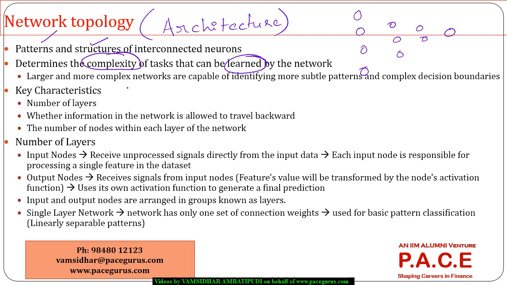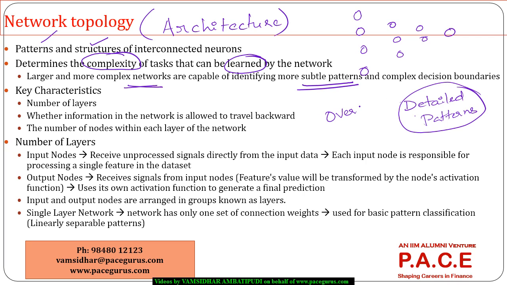If the network is very complex, there is an advantage and a disadvantage. One, it can do very good pattern recognition. It can identify the patterns much better. It can go with very detailed pattern analysis and bring out very detailed patterns. But at the same time, there is a possibility of overfitting as well. So we have to be very careful about how much complexity I want to give my model.